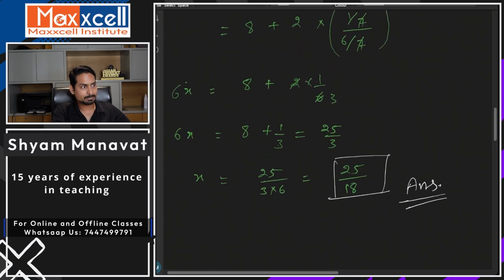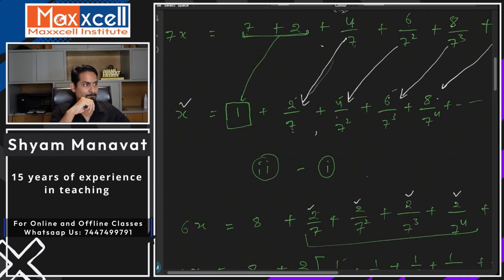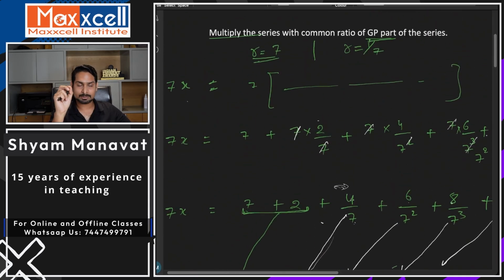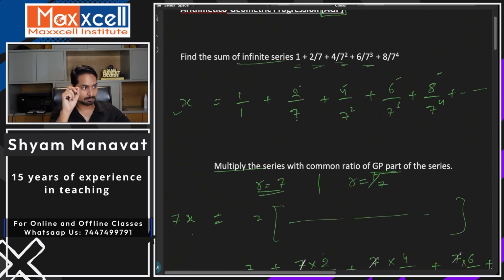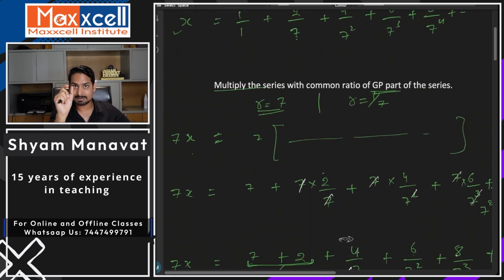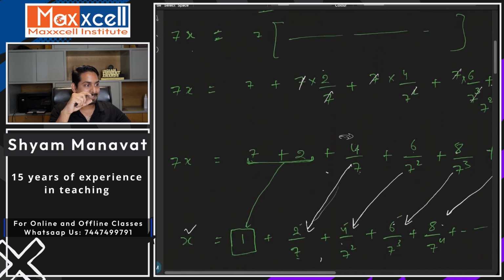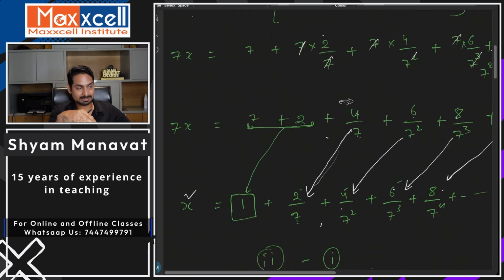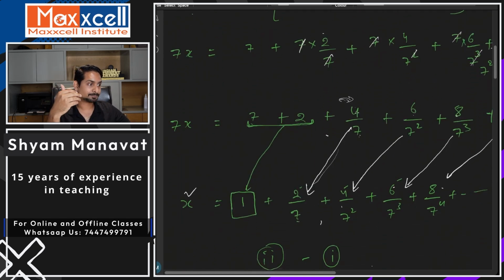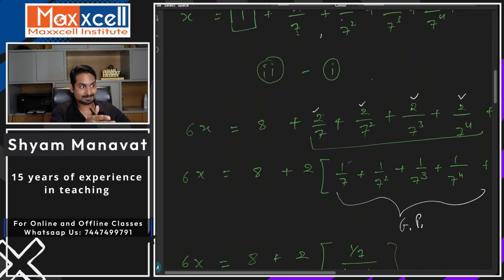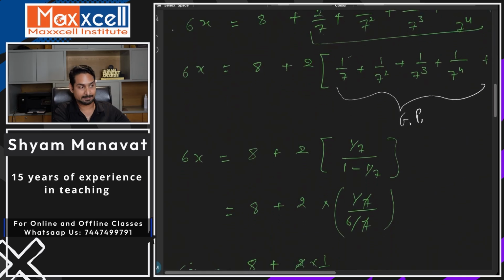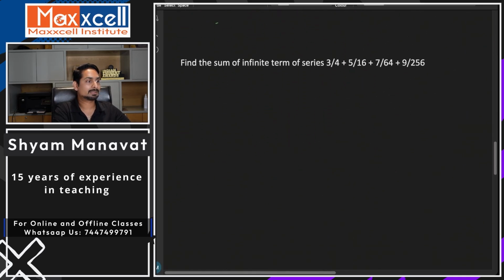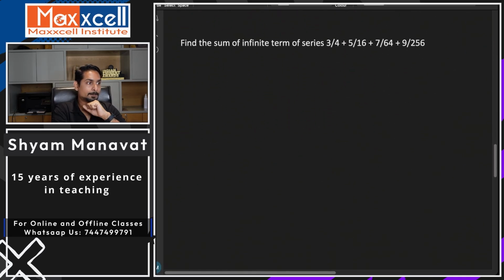Leave the calculation apart, but did you understand the concept? Let's repeat in short. What did we do? We considered the series as x, multiplied by the common ratio of the GP part of the terms, and then we subtracted what we got as the result with the original series. We got this step here, and then the rest is all calculation. Try this again for this particular question. You can pause this video and look at the question, try attempting it by yourself.